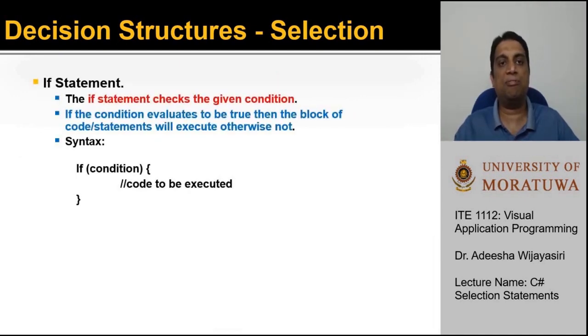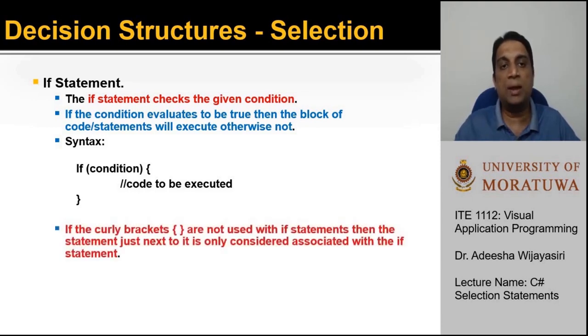The syntax of the if statement is shown here. The condition, which is the Boolean expression, should be given in parentheses following the if keyword. Then one or more statements can be given in the block denoted by the curly brackets. You can omit the curly brackets if you need to execute only one statement. The statement just after the if statement will be considered in that case to be under the if clause.